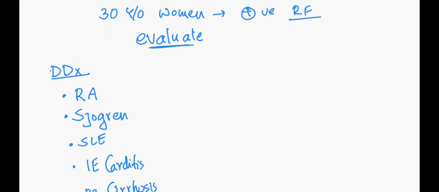Now, what clinical history can we take? That's very simple. We have to just go through the specific common features of each of these conditions. So let's have the history, and then we'll have a clinical exam, and then we'll do some investigations. So what are the histories for rheumatoid arthritis? Very simple. Let's take a different color.